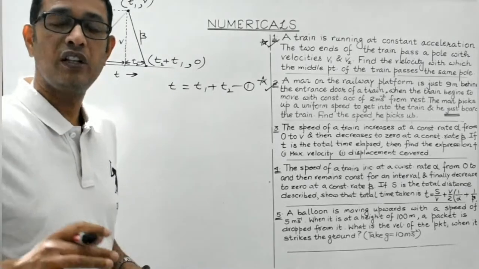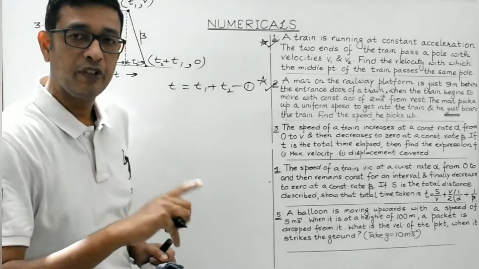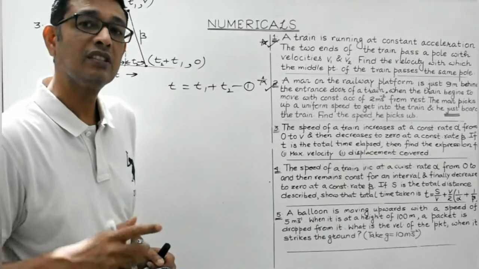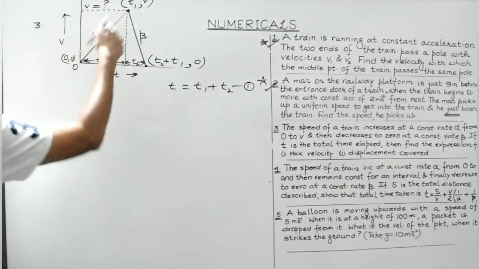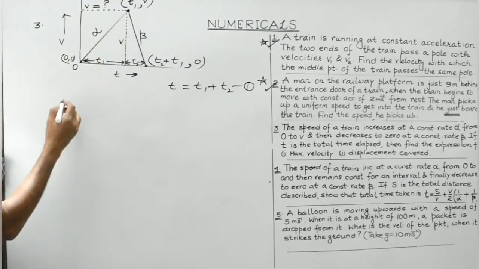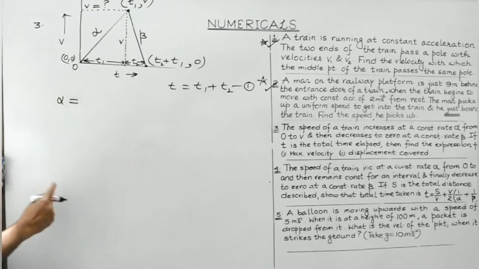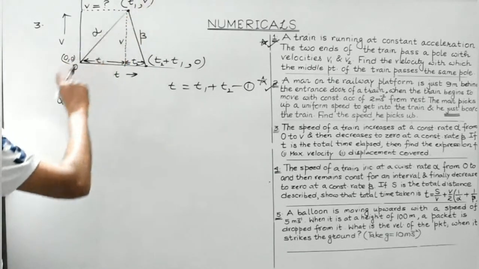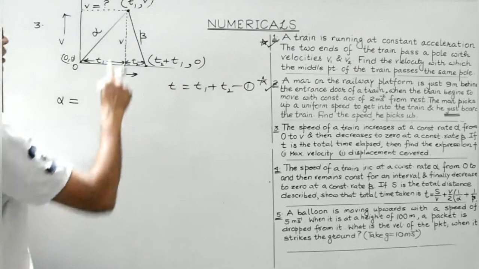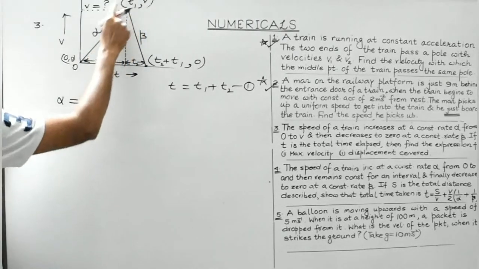Now students, we all are aware that the slope of the velocity time graph will give us acceleration. Therefore, alpha, this is the acceleration. It will give us the slope, right? So slope is y2 minus y1 divided by x2 minus x1.